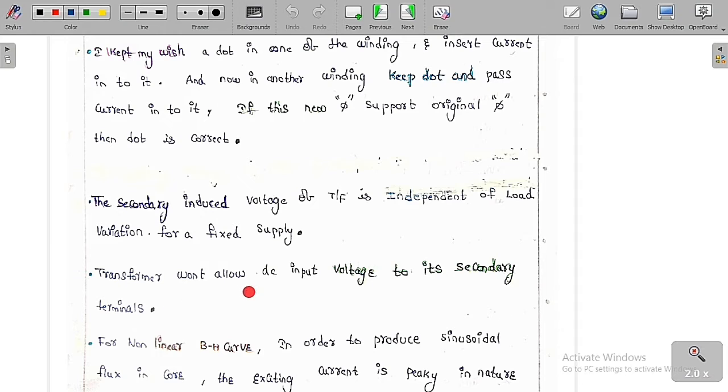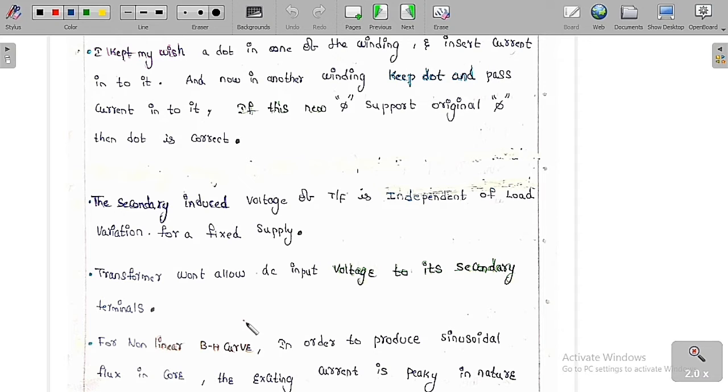Transformer won't allow DC input voltage to its secondary terminals. As I already told you, even if you give AC and DC combination to the primary coil, in the secondary you will always get an AC, but you will never get a DC, because for a DC supply there will be no change in flux, then there will be no induced current, so there will be no induced voltage. This is a very important point because of Faraday's law.